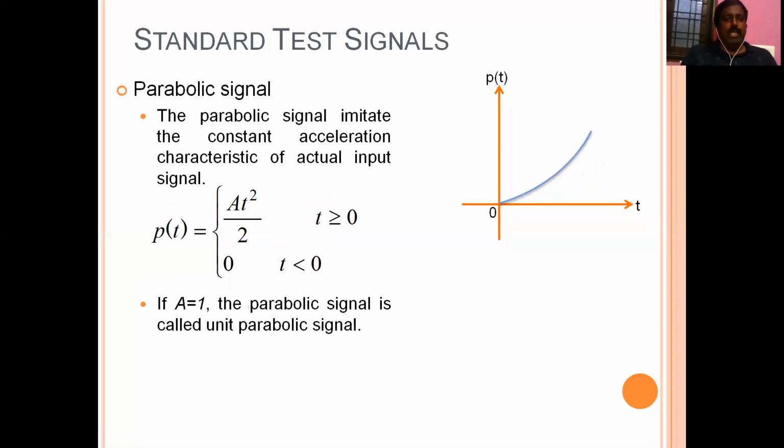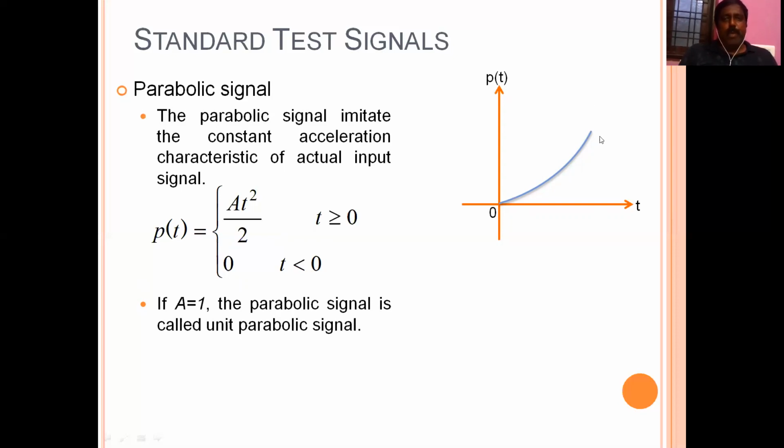Last one is parabolic signal. The parabolic signal imitates the constant acceleration characteristic of actual input signal. It is represented by x of t or p of t. That value is equal to A t square by 2 when t is greater than or equal to 0, and the value is equal to 0 when t is less than 0. So as per this diagram, it can be shown like that.